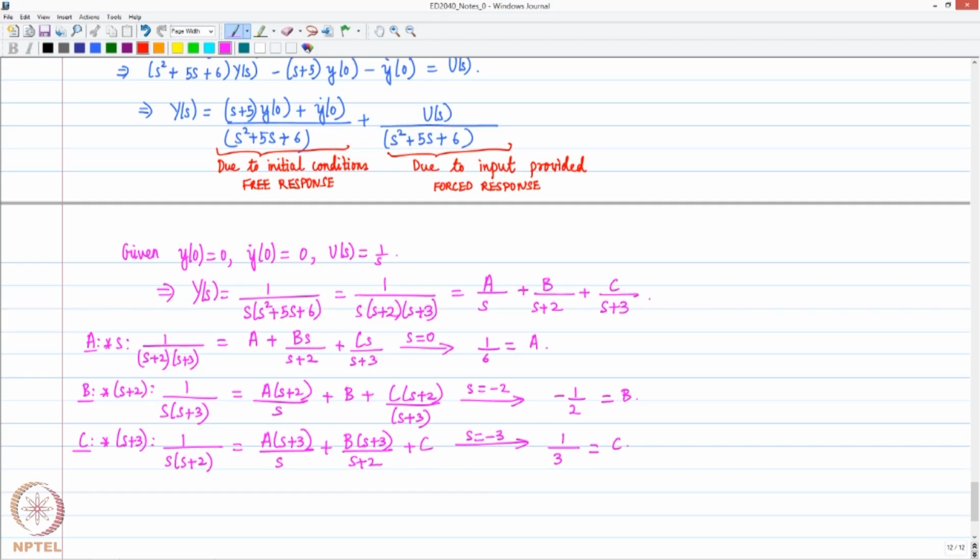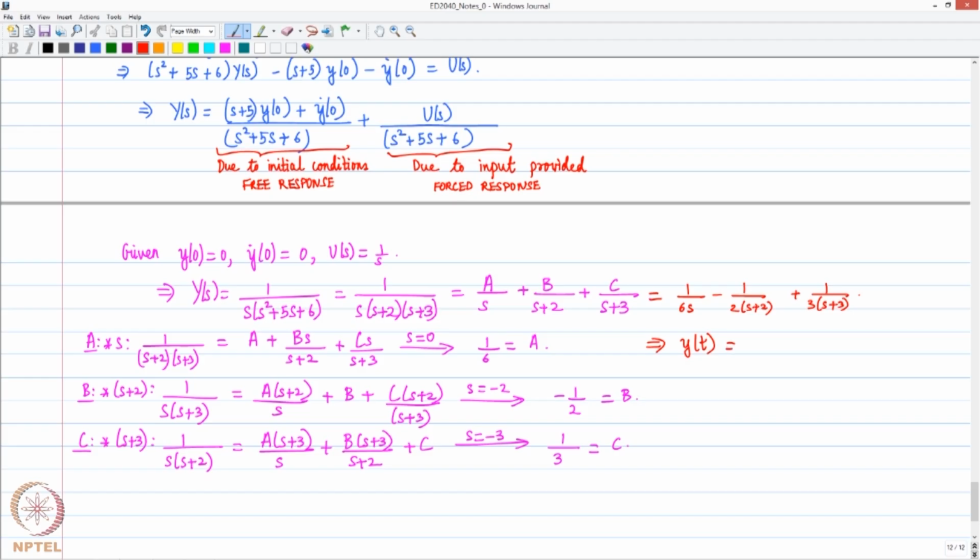So, if I substitute back here, I am going to get 1 by 6 s, minus 1 by 2 times s plus 2, and plus 1 by 3 times s plus 3, right. Okay, so I think that is what we will have. So, this will give me y of t to be equal to, hope I did it correctly, 1 by 6, and here I am going to get minus 1 by 2, and here plus 1 by 3, yeah.